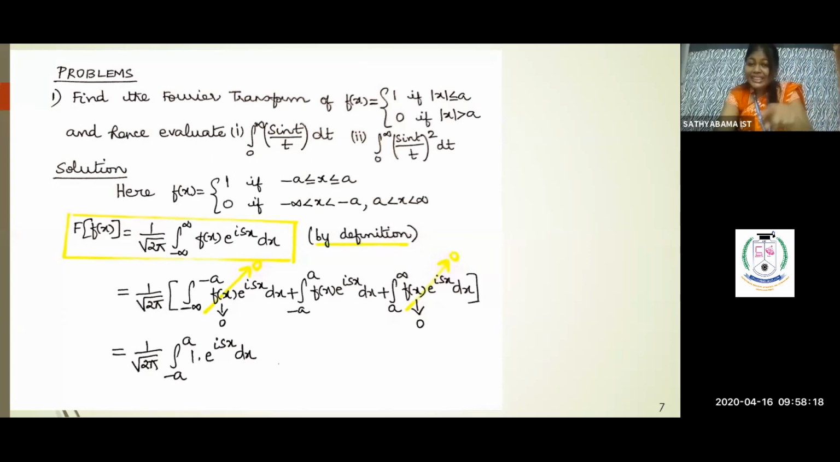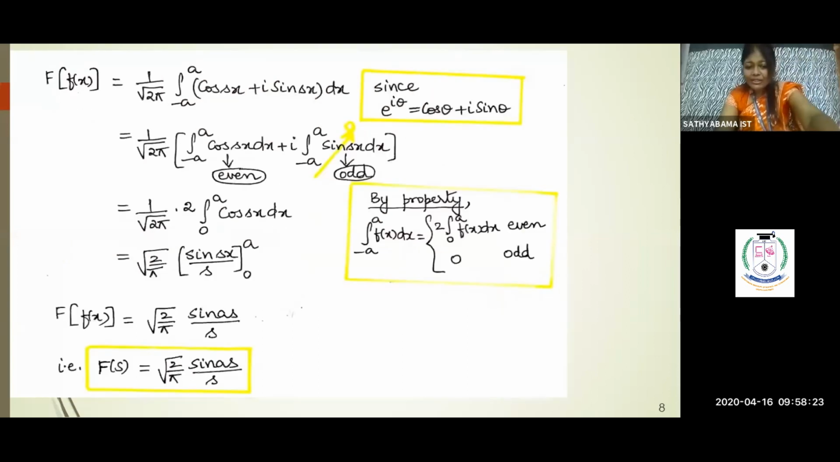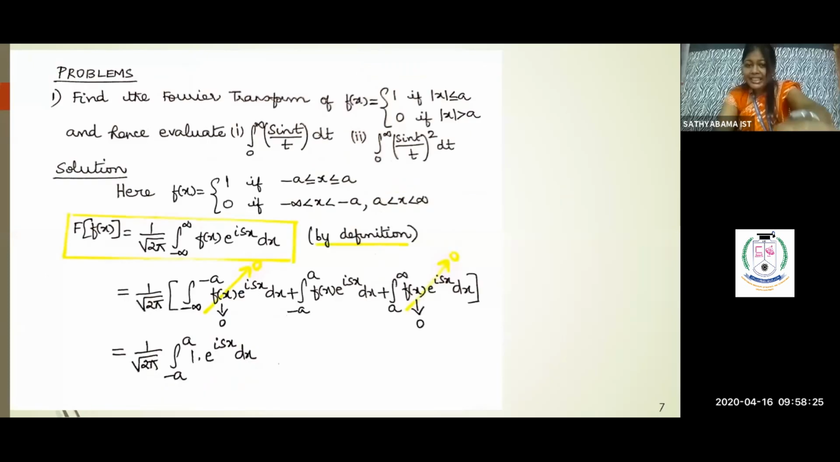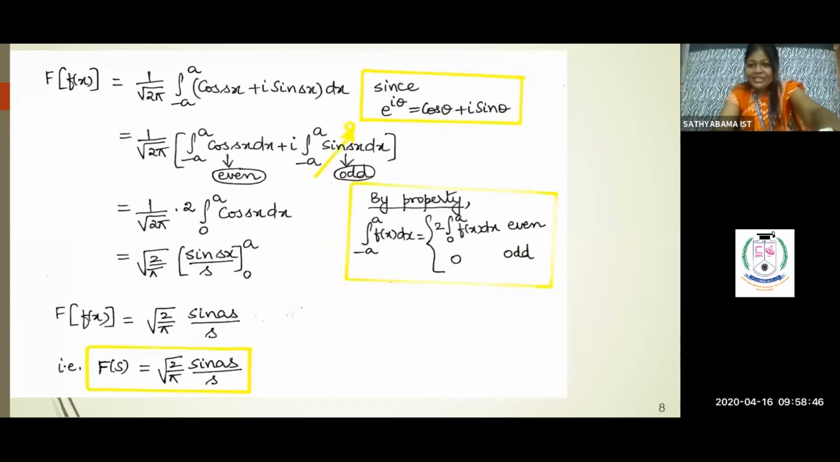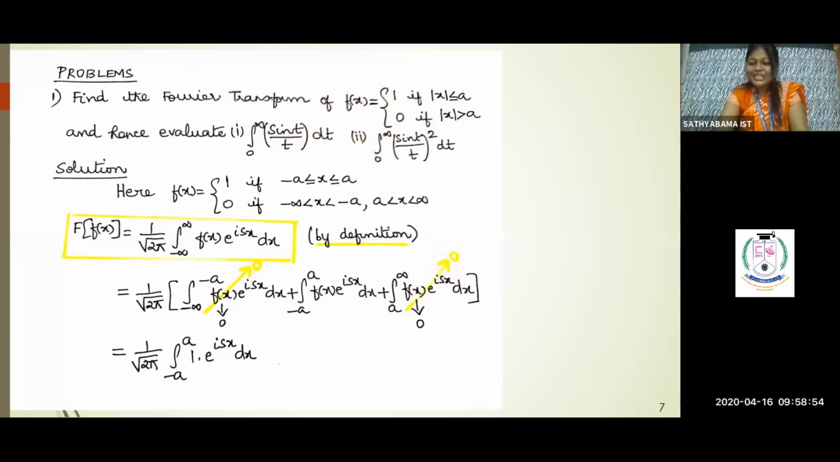Now look at the next deduction. You have sin t by t the whole square, isn't it? Whereas in F of s, you have only sin a s by s. But in the deduction, you have the whole square. Now, which identity talks about the whole square? Parseval's identity, isn't it? You remember Parseval's identity statement? Integral from minus infinity to plus infinity of f of x squared dx is the same as integral from minus infinity to plus infinity of F of s squared ds. So Parseval's identity will give me F of s square, so it will give me sin a s by s the whole square. Do you understand? So that's how you identify.